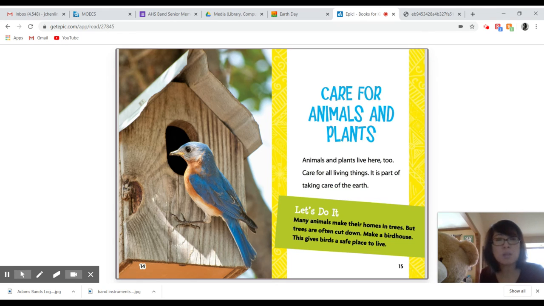Ooh, boys and girls, that might be a fun challenge to do during remote learning. So maybe you can ask your parents to help you design and build a birdhouse for the birds that are coming out now that it's warmer outside.